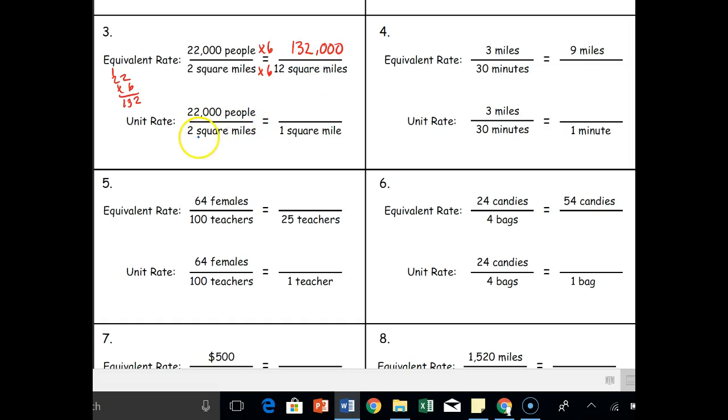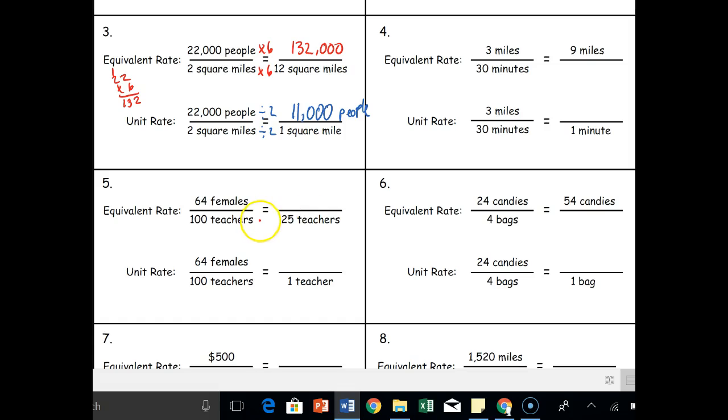And on the back side, right here, you want to divide. So for the unit rate, like 12 divided by 2 is 1, so 22,000 divided by 2 would give you 11,000 people. So 11,000 people per square mile. Right? Number 5, for females to teachers, again on the top for the equivalent rate. And this one actually, since we're going from a bigger one to a smaller one, we're not going all the way down to 1. We're actually going to divide.